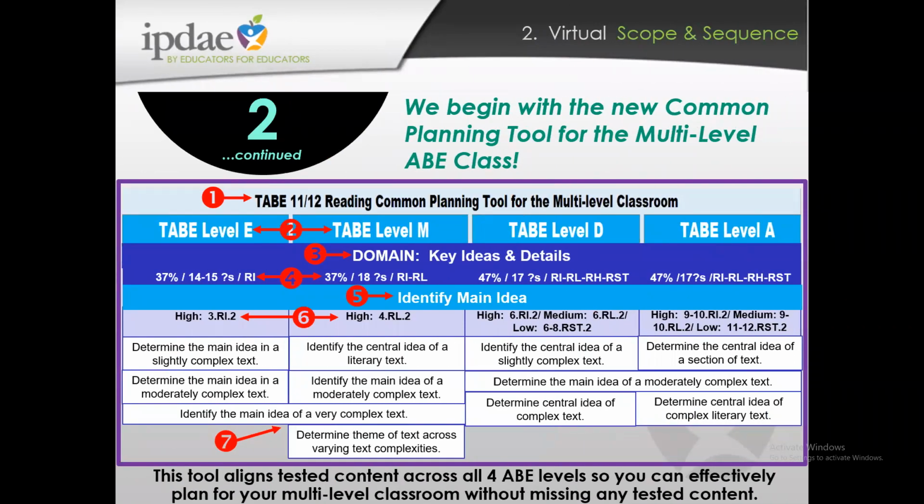Let's address the first component of our success formula, the new common planning tool for the multi-level ABE class. Well, first of all, there are 3 common planning tools for 3 multi-level ABE classes. One is for reading, one is for language, and the last one is for math. Now, if you look at this snip of the reading tool, you can see that it is an at-a-glance of all tested content for reading for all 4 TABE test levels. Now, what we did was we took all of the information from all of the 4 reading IISPs and laid it out side by side in order to create one easy tool that you could use to plan for your multi-level class.